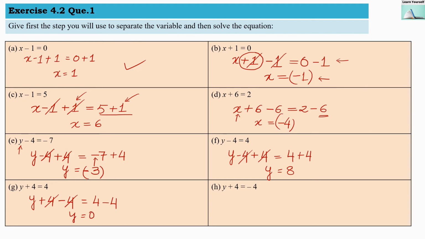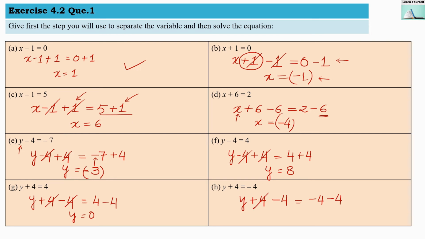Equation H is y plus 4 equals minus 4. So y plus 4 is already there. So I am going to subtract 4 here, and similarly towards the LHS I am going to subtract 4. We cannot change the sign. Whatever sign we are using to separate the variable, the same sign and the same number we have to use towards the LHS.